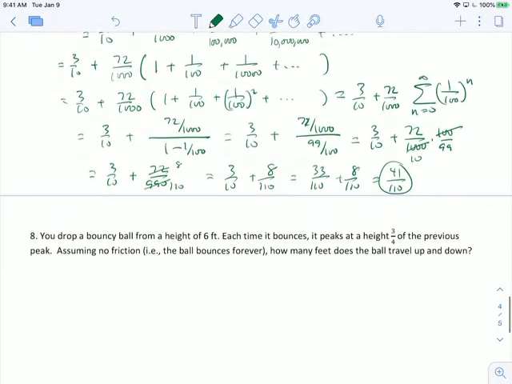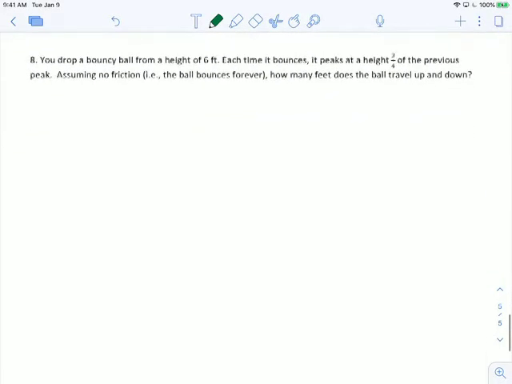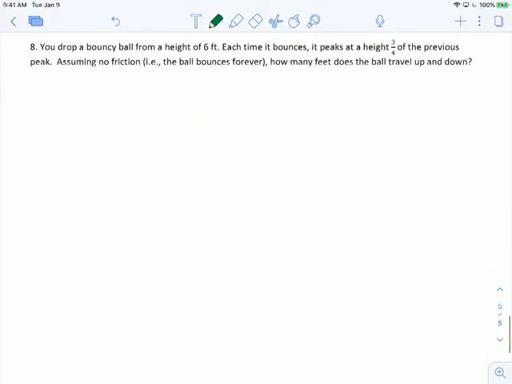My last problem this section, you could read it. You drop a bouncy ball from a height of 6 feet. Each time it bounces, it peaks at a height 3/4 of the previous peak. Assuming no friction, i.e. the ball just keeps on bouncing, how many feet will the ball travel up and down?